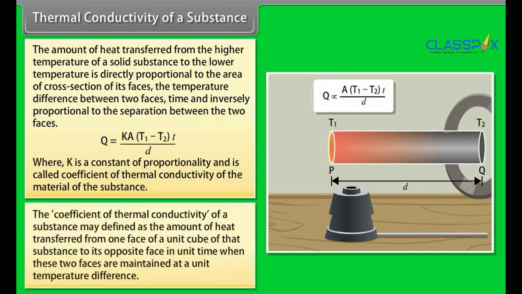The coefficient of thermal conductivity of a substance may be defined as the amount of heat transferred from one face of a unit cube of that substance to the opposite face in unit time when these 2 faces are maintained at a unit temperature difference.